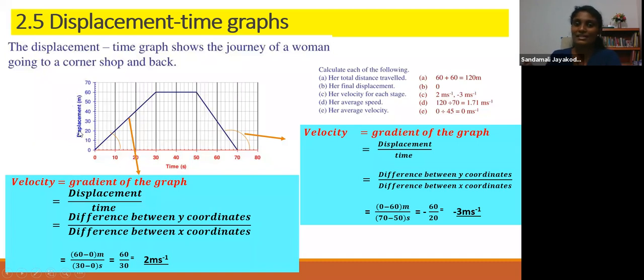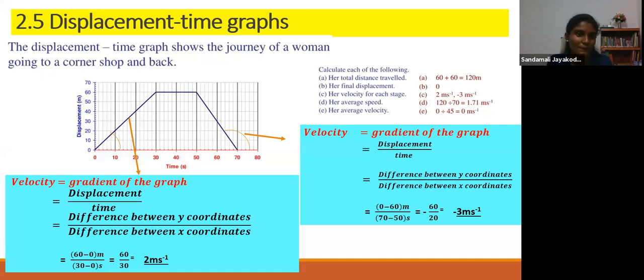Normally in the exam we will get confused about displacement and velocity. We have to remember it clearly, whether it's a displacement or a velocity graph. So here it's a displacement time graph which shows the journey of a woman going to a corner shop and coming back.